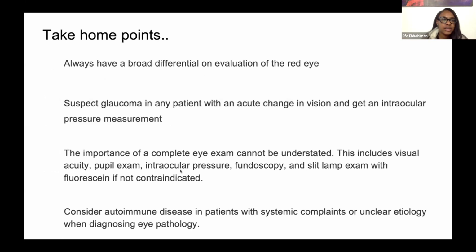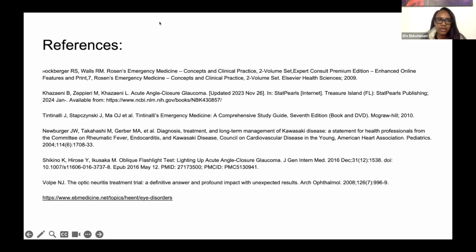So some take-home points: always have a broad differential on evaluation of the red eye. Suspect glaucoma in any patient with an acute change in vision and get an intraocular pressure measurement as soon as you can. The importance of a complete exam cannot be understated. These include the visual acuity test, pupillary exam, intraocular pressure, extraocular movements, fundoscopy, slit lamp. And then consider autoimmune disease in patients with systemic complaints or unclear etiology when diagnosing these eye pathologies. And these are my references.